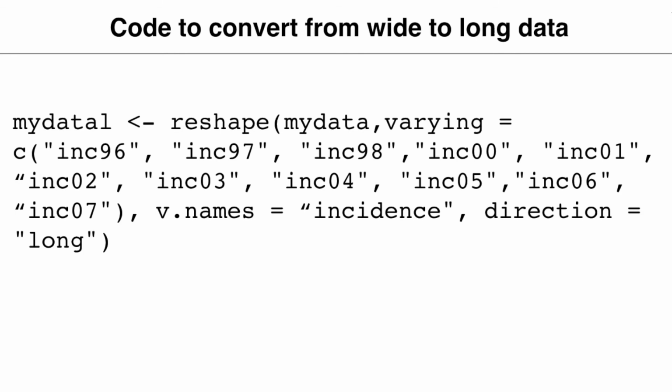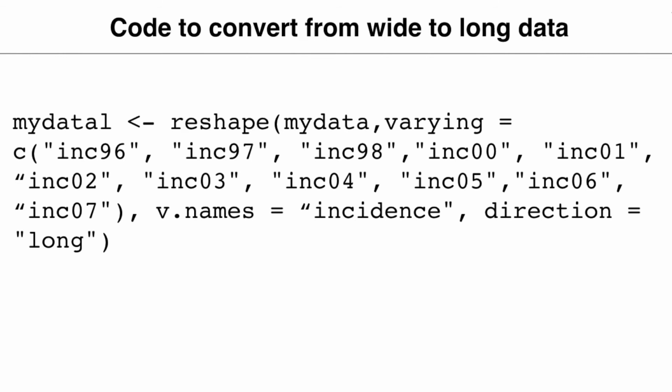I'm going to read you the code and explain this. We have decided to convert the initial data from a wide format into a long format by first reading the data from a CSV file and storing it into my data, and then reshaping it. So we say reshape my data. Then we add an option called varying. In the varying option, we indicate what the time varying units are, or what units are repeatedly measured.